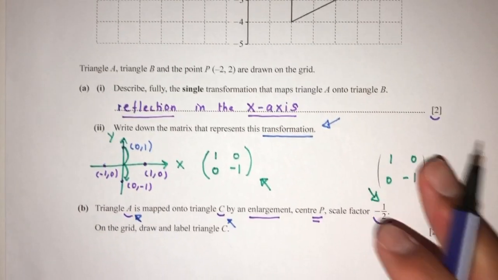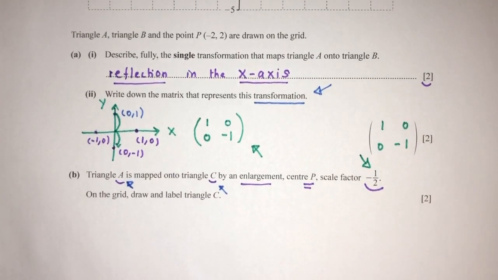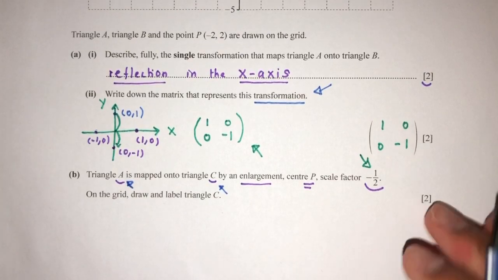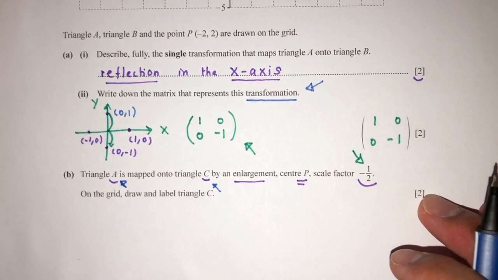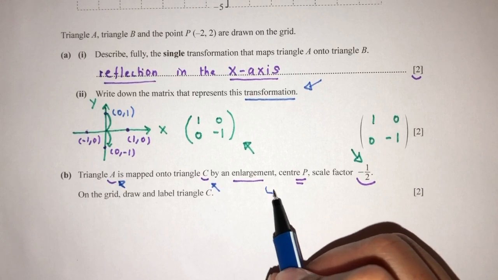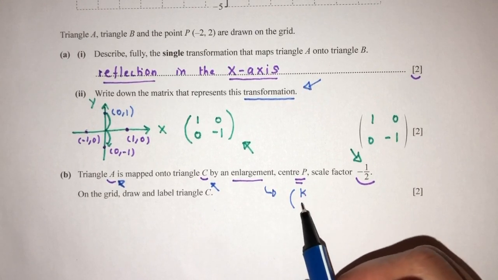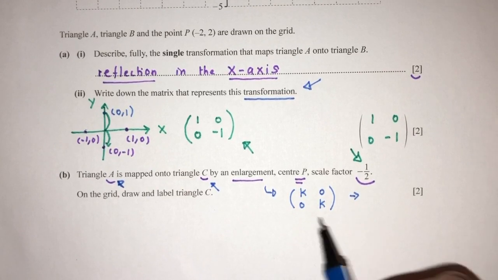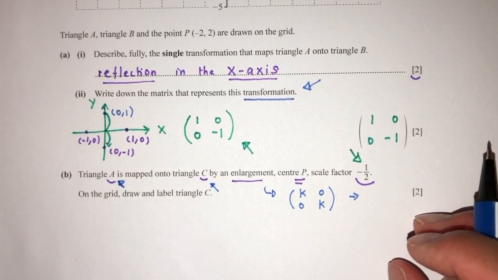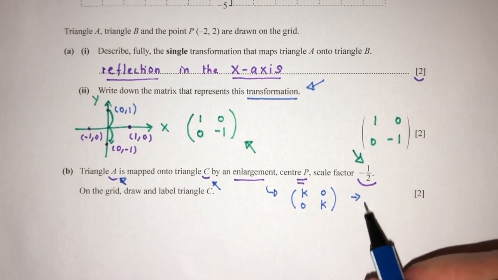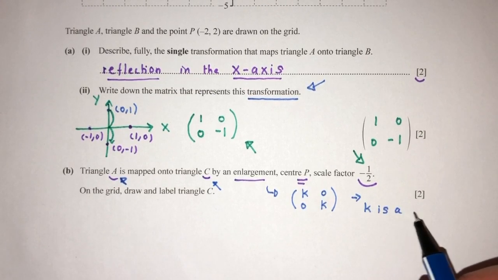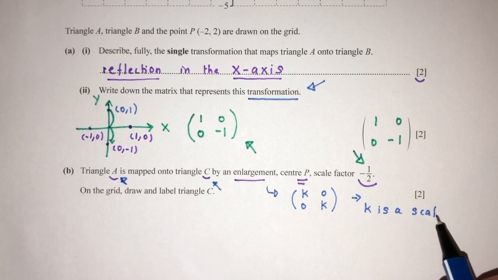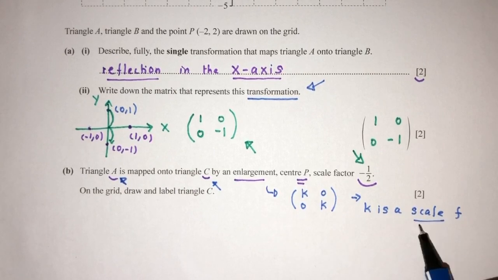Now, the other way is to use a matrix, right? As we have seen before, how does a matrix of enlargement look like? It will look something like this. It will be K, 0, 0, K. So we have to know this. This one cannot be derived from that, unfortunately. You have to know this, where K is the scale factor. So that's something we have to know.